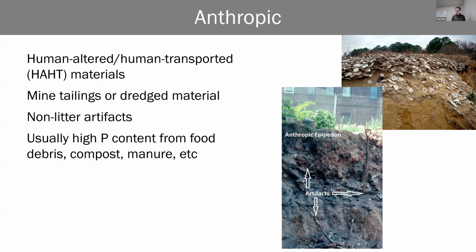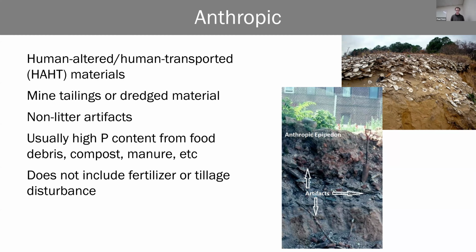It does not count if you have fertilizer or tillage disturbance. So just because you might have human-altered materials from long-term plowing and you're adding fertilizer and you have an Ap horizon, that does not count as anthropic. It has to be either a caret A for transported materials, caret C at the top too probably would work, or perhaps a U subordinate distinction would be good places to recognize the anthropic epipedon.